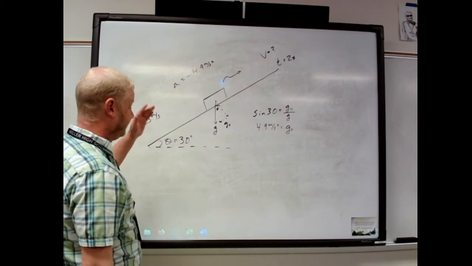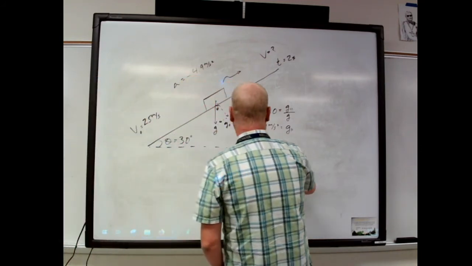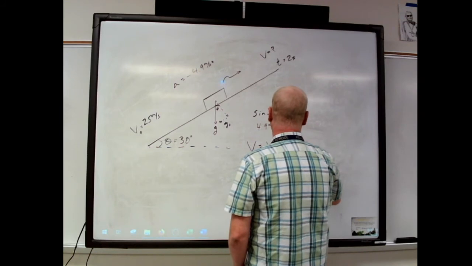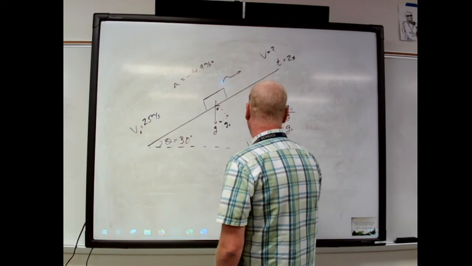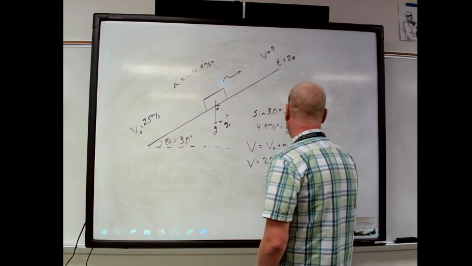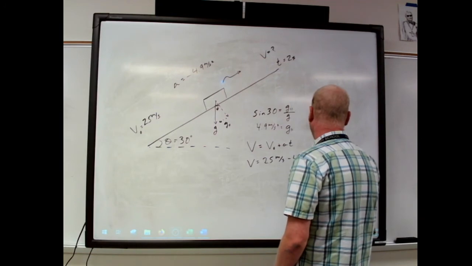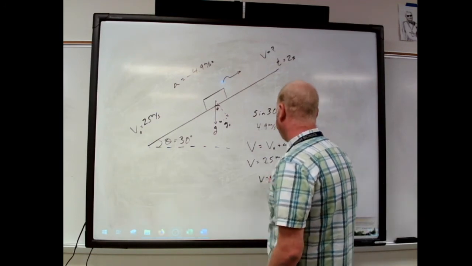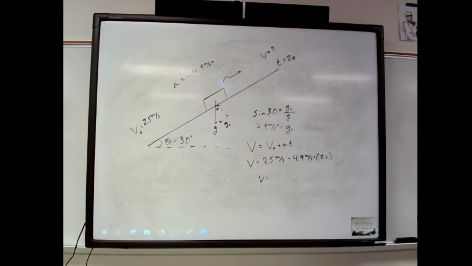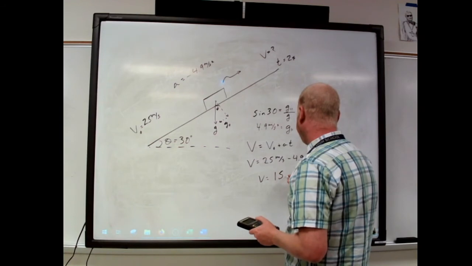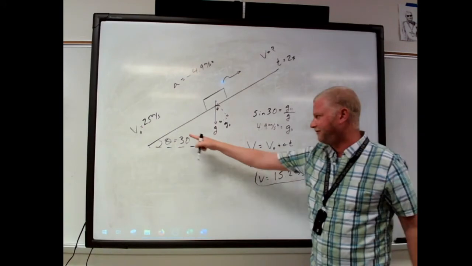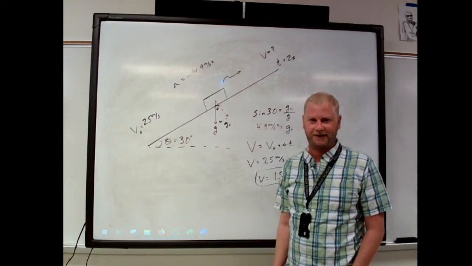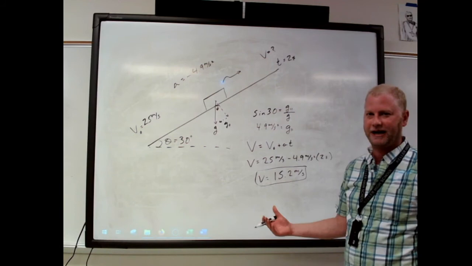From here, again, it's just a simple kinematics problem where V equals V naught plus at. So V equals 25 meters per second minus 4.9 meters per second squared times 2 seconds. So V is equal to 25 minus 9.8, which gives us 15.2 meters per second. And again, do a gut check. Okay, that's less than 25. That's good, that's what we expect. We expect a coaster to slow down on the uphill.